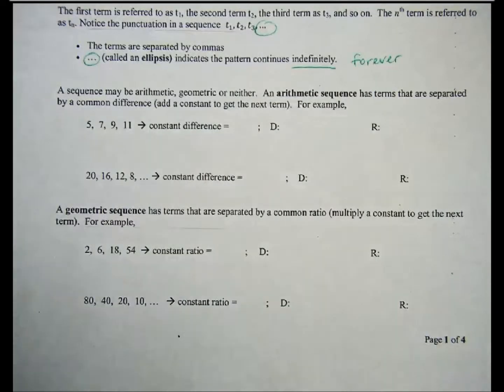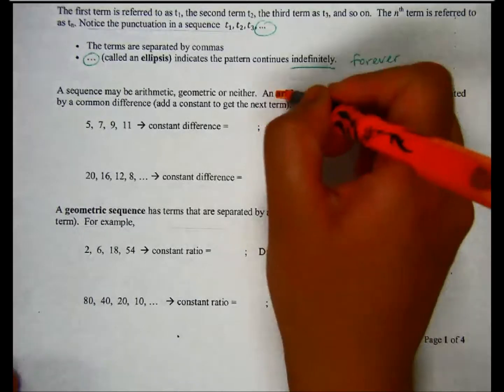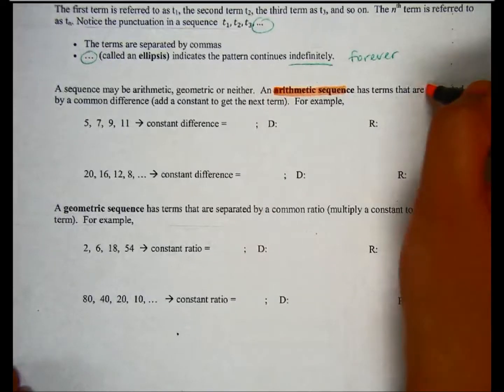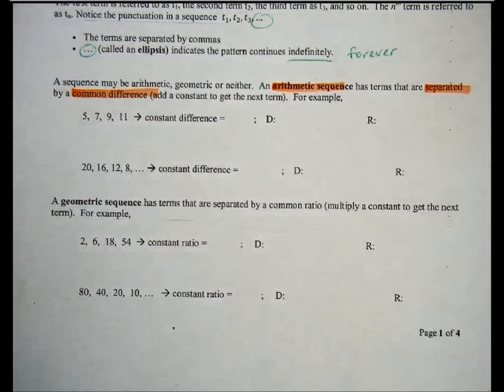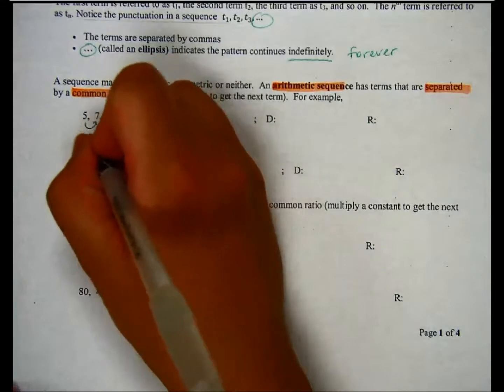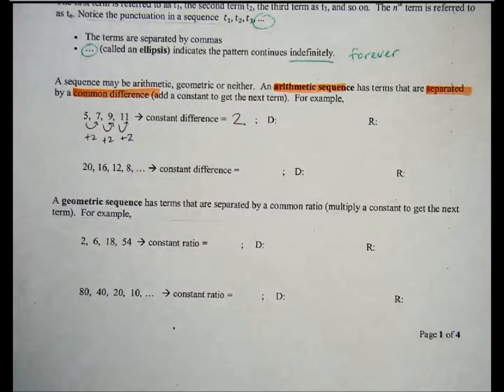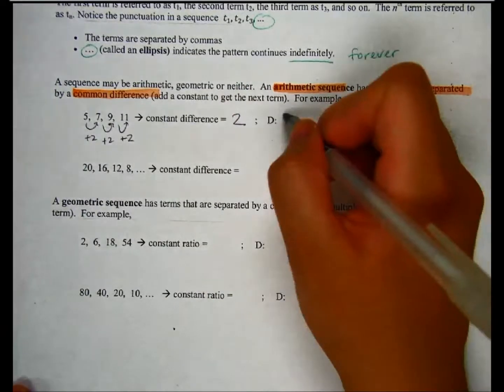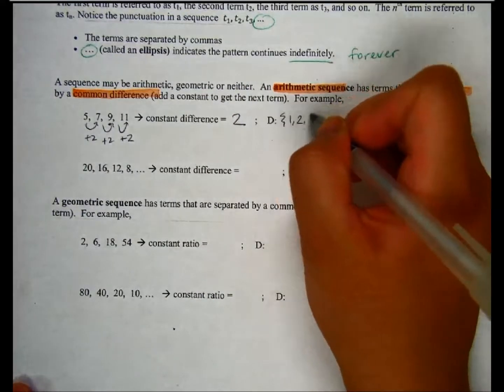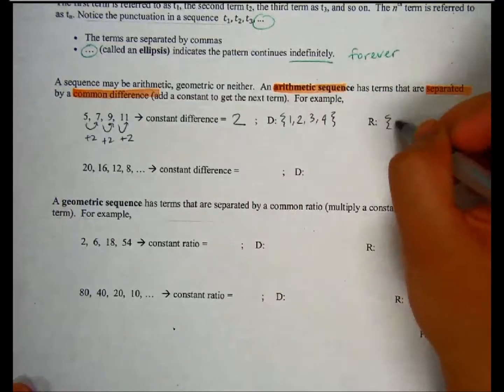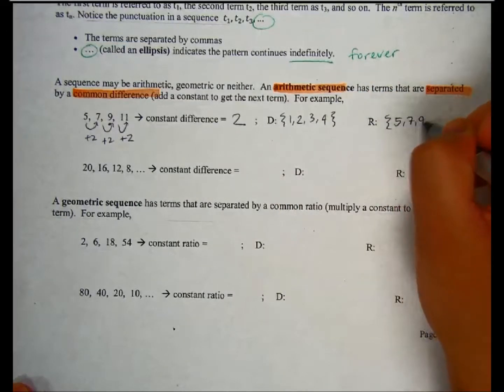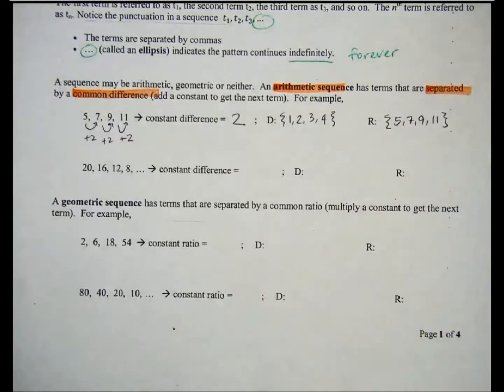So as I said at the beginning, a sequence could be arithmetic, geometric, or neither. An arithmetic sequence has terms that are separated by a common difference. So that means you have to add the same number every time to get the next term. So in the example 5, 7, 9, 11, you would have to add 2 every time to get the next term. So that 2 is your constant difference. The domain for this sequence would be, again, there are 4 terms, so 1, 2, 3, 4. And the range would be the term numbers themselves, so 5, 7, 9, 11.